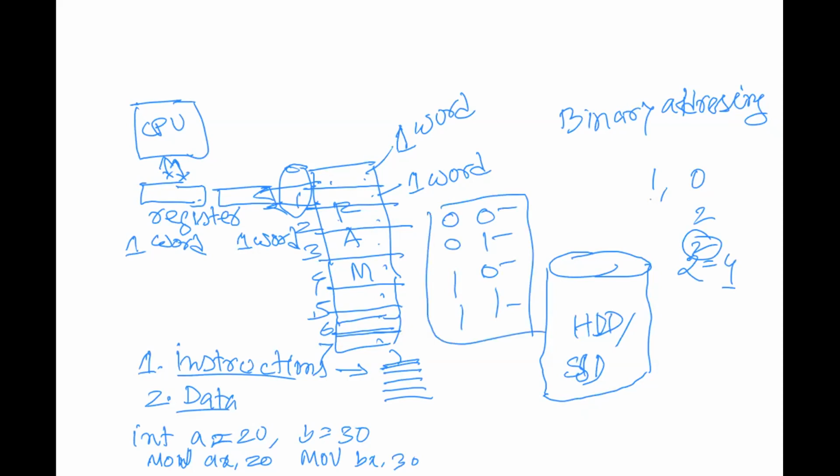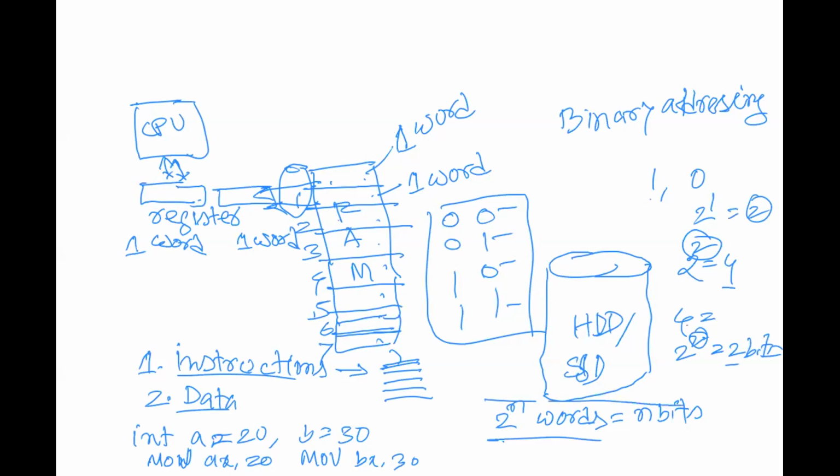So from here you can say that to address the 2 to the power n words in our RAM, we need total how many bits? n bits. From here, 2 to the power 2 means 4, and it requires 2 bits. You can also say 2 to the power 1: with 1 bit you can address two words, and with 2 bits you can address 4 words. So for 2 to the power n words, you need at least n bits.